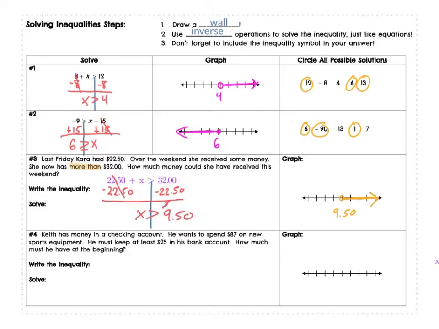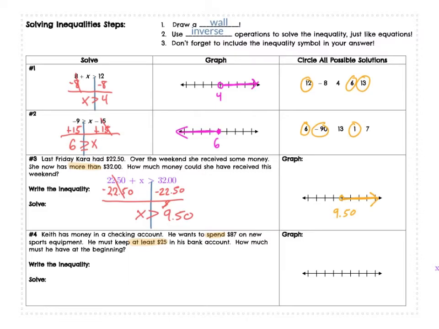Now let's take a look at number 4. Number 4: Keith has money in his checking account. He wants to spend $87 on new sports equipment. So again, spending is one of our key words. He must keep at least $25 in the bank account. That "at least" is going to be our key phrase. How much money must he have at the beginning?